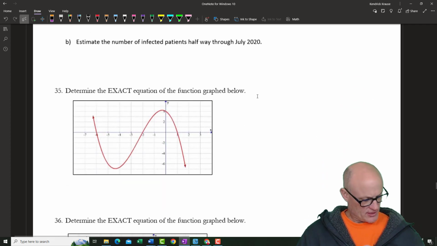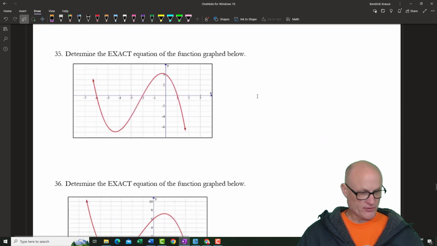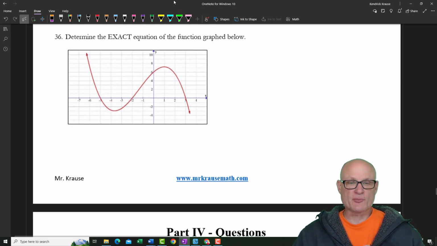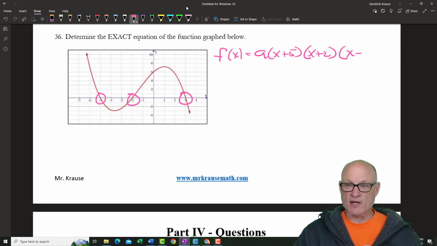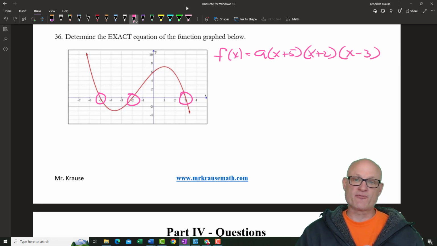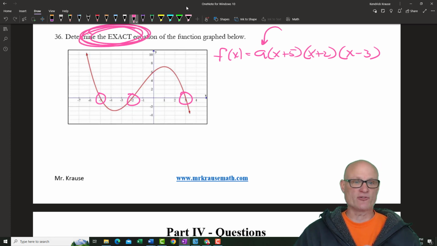All right, what's next? I got to do 36. All right, this is a simple question. I want to know what is the function f of x equal to. So I've got 3 roots. I've got minus 5, that comes from x plus 5. I've got minus 2, that comes from x plus 2. And I've got positive 3, that comes from x minus 3. So now I just need to figure out what is my dilation in order to get the exact equation.